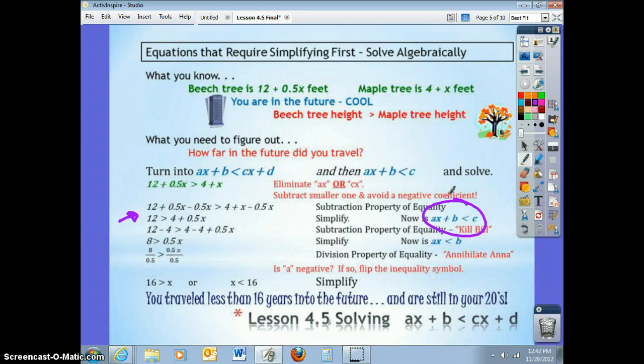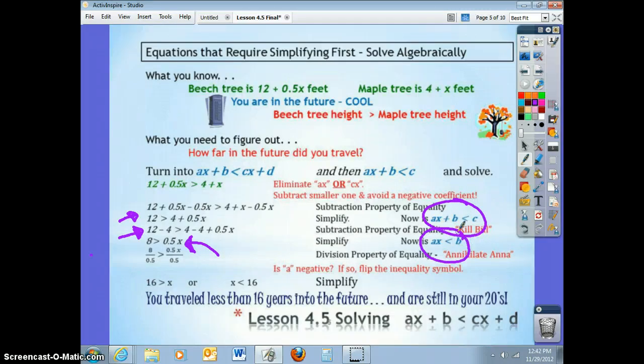And we can kill Bill. Bill is 4. So we're going to subtract 4 from both sides. And we're going to get 8 on the left side, and the 4's are going to go away. And we're just going to have 0.5x on the right side. So now we're in the form of ax is less than b.